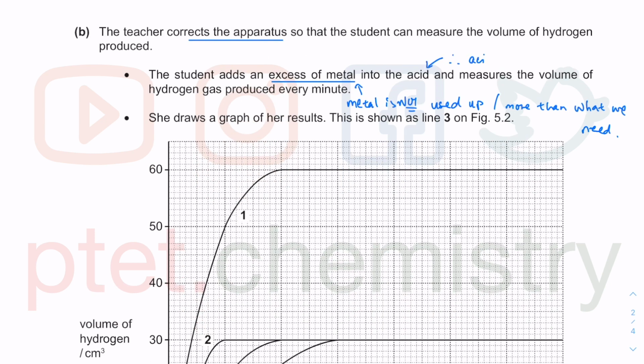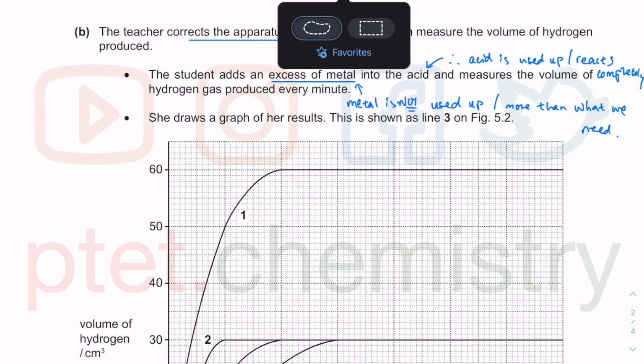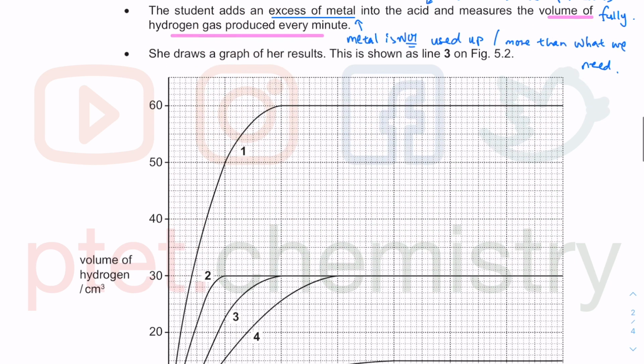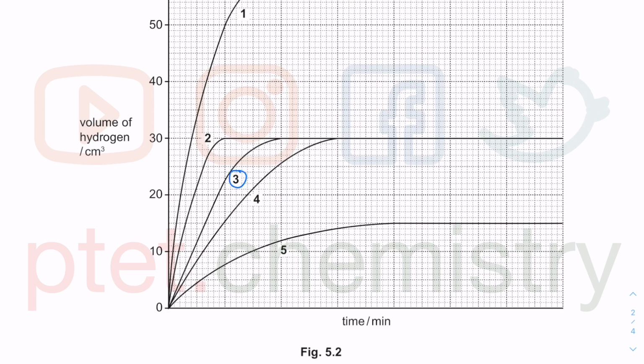So therefore, the acid is used up, or we can say the acid reacts completely. Oops, my handwriting is not very good there, but it reacts fully. There's another word you can say, fully or completely. And we're going to measure the volume of hydrogen produced every single minute. So this is the graph from this reaction. She drew a graph of her result. This is shown as line 3. So this student result is line number 3. I'm just circling it so that we know this is the student result.